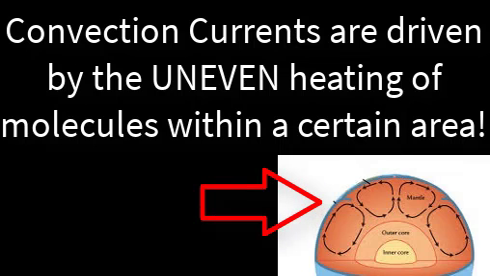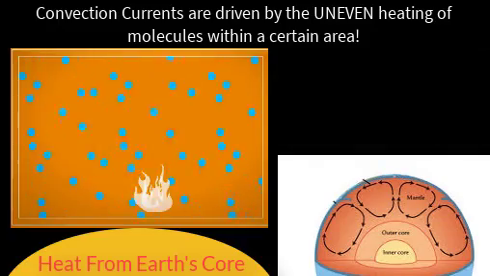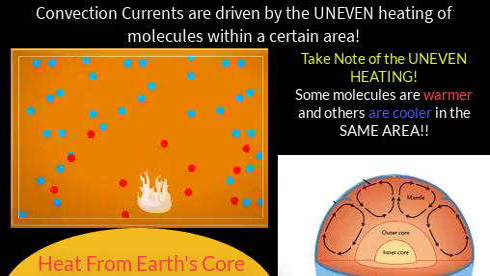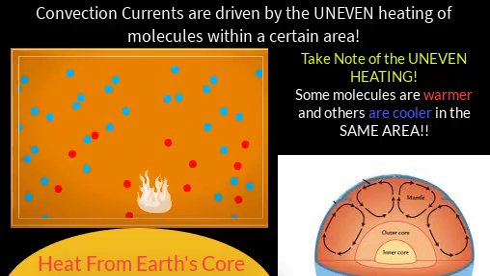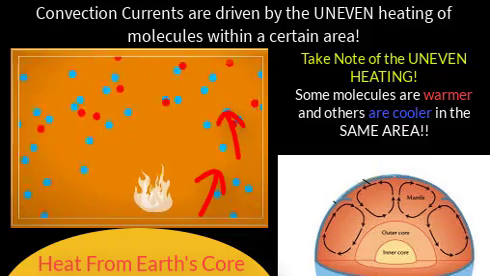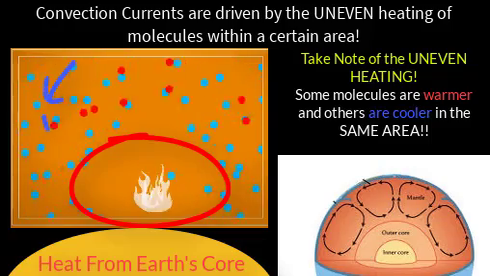Let's think back to the layers of the Earth and convection currents. Convection currents are driven by the uneven heating of molecules within a certain area. Let's review what that looks like. Heat energy from the Earth's core transfers to the surrounding molecules, making them move faster and spread out. This causes the area closest to the heat source to become less dense than the molecules around it, so those molecules begin to rise. This leaves a gap where the colder, more dense molecules rush in to fill.